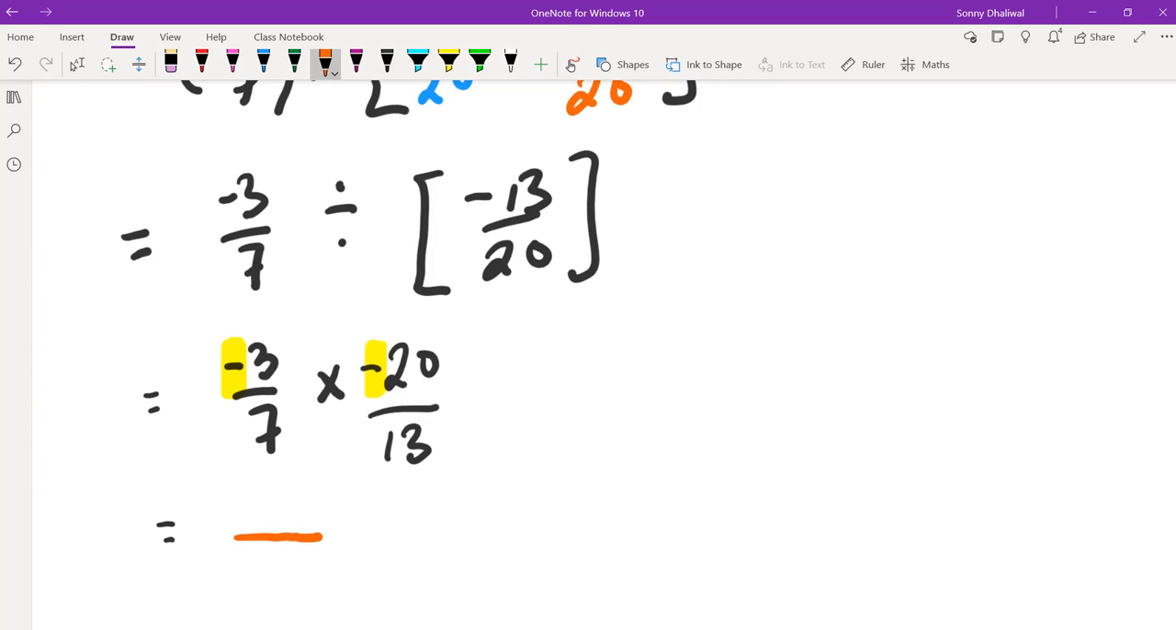3 times 20 is 60. What is 7 times 13? That is 91. And since we simplified before, we already know this is in lowest terms. So that is 60 over 91.